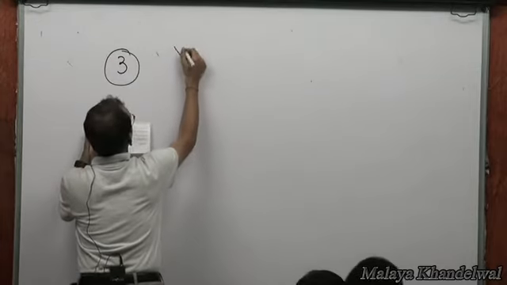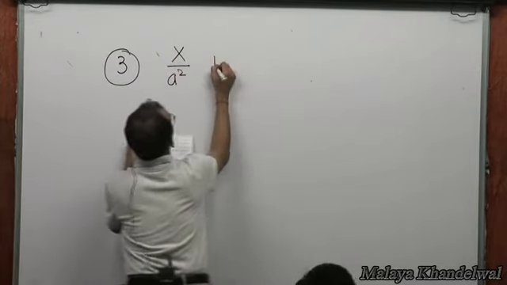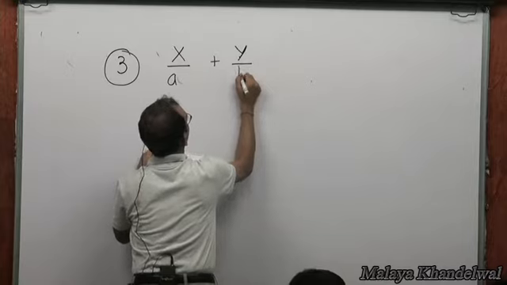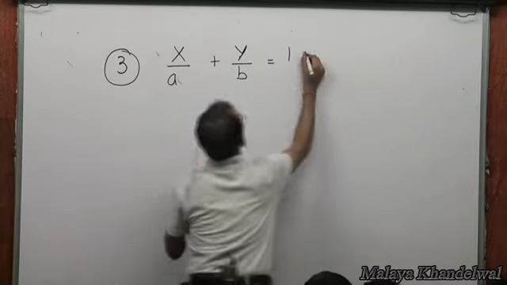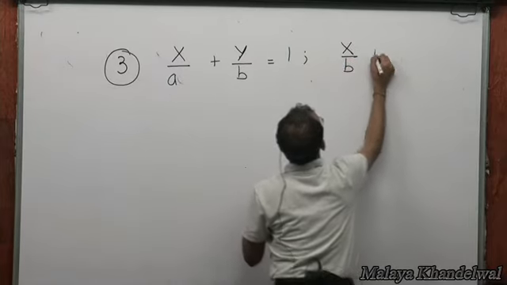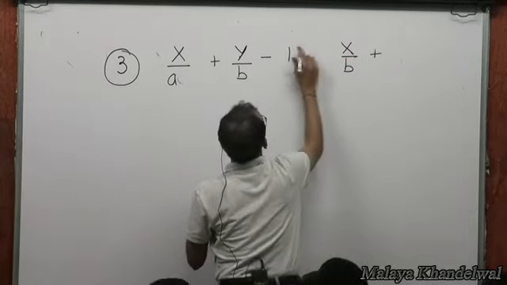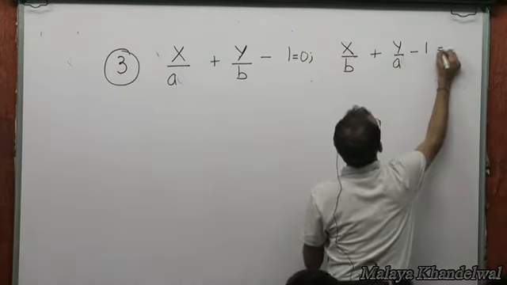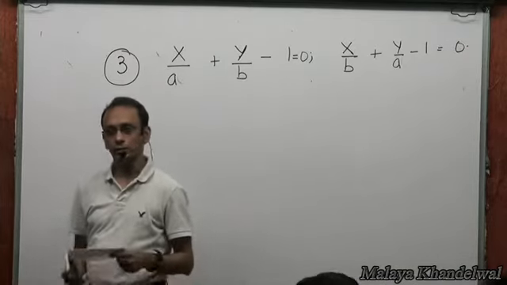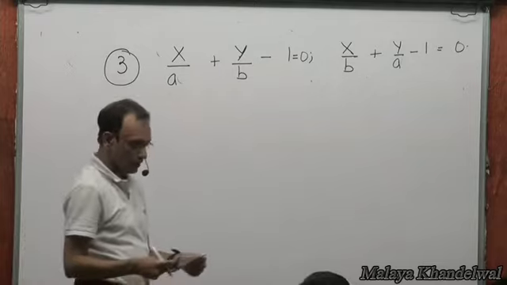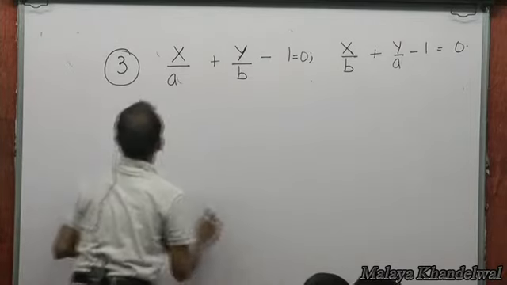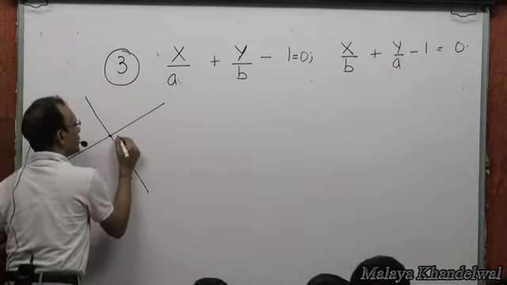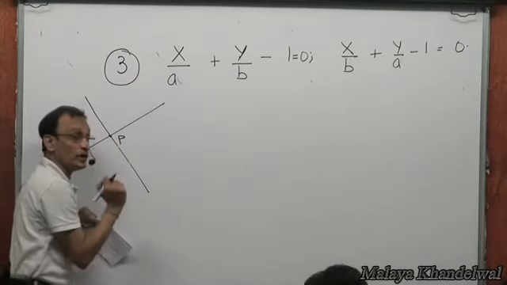There are two fixed lines, x by a plus y by b equal to 1. These are two fixed lines, x by b plus y by a minus 1 equal to 0. These are two lines, two fixed lines. Now, these two fixed lines intersect at a certain fixed point P. P is a fixed point.